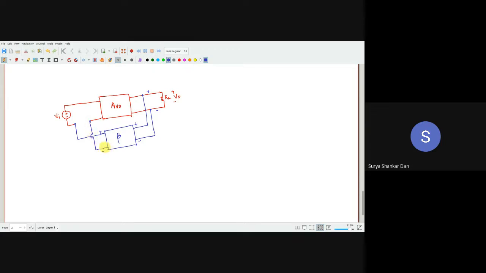Everyone with me? Wait a second. No, the first one was correct. So this is plus, this is minus. So in this phase, as you can see, this is plus to minus, this is plus to minus here. So that means you are mixing in the negative phase. Now, looking at this feedback topology, what is the preferred RO and what is the preferred RI?